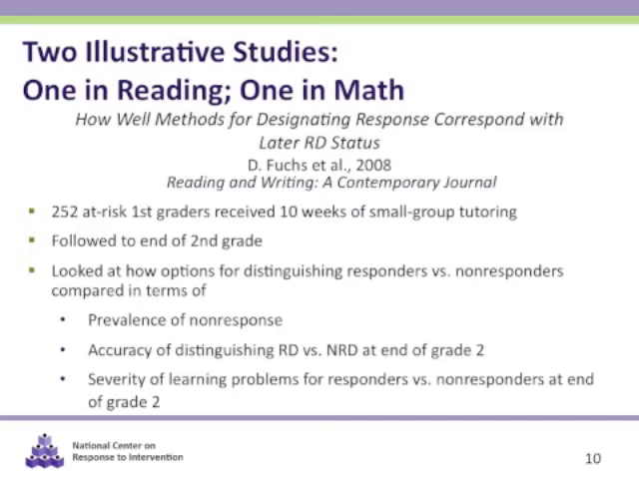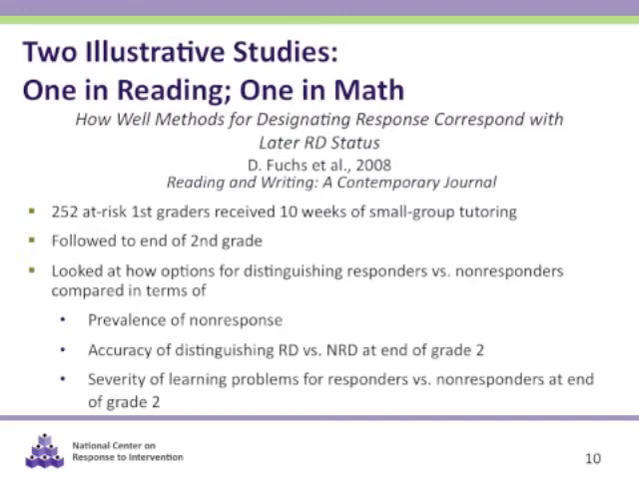Here we see an overview of a study that Doug Fuchs and colleagues conducted, where methods for designating response were contrasted in terms of how well they corresponded with later reading disability status. So 252 at-risk first graders received 10 weeks of small group tutoring. This tutoring was conducted in first grade, but then the students were followed to the end of second grade. Now, at the end of tutoring, the researchers designated responsive versus unresponsive students.